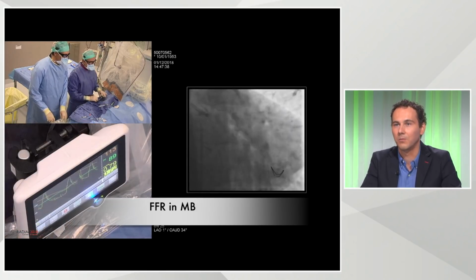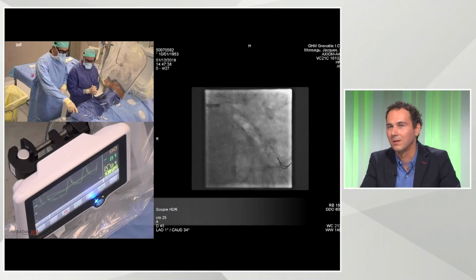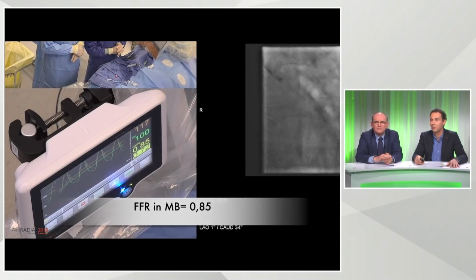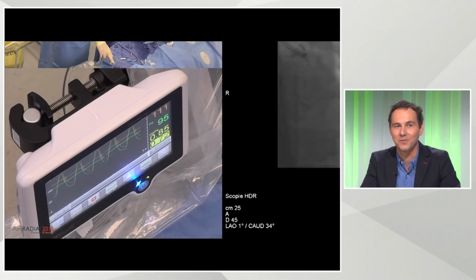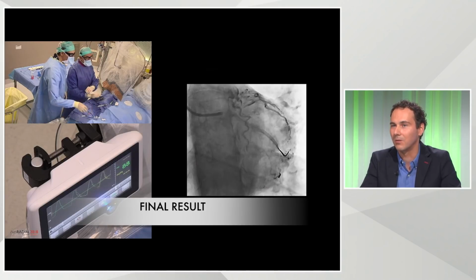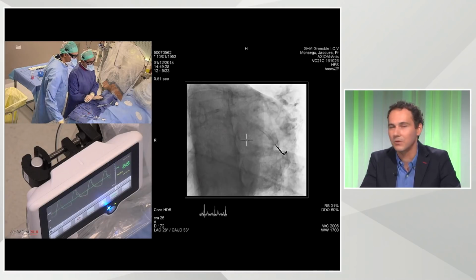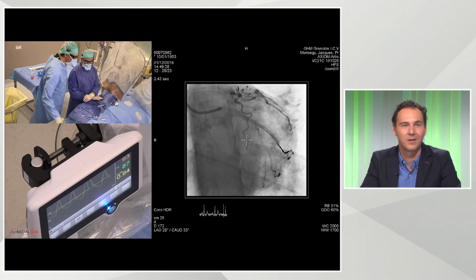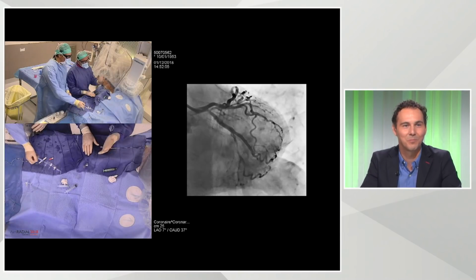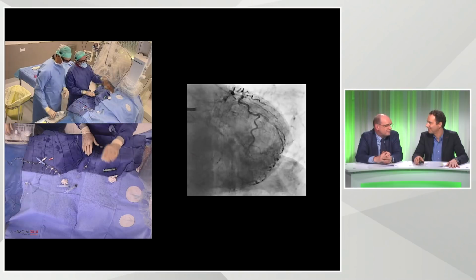So the FFR in the main branch was 0.85, which is a bit disappointing, but it's maybe because of the proximal circ lesion, the spasm, the distal embolization. So sometimes you can have that kind of problem. And Jens, you know that the post-PCI FFR is not perfect. It's hardly ever one, that's for sure.